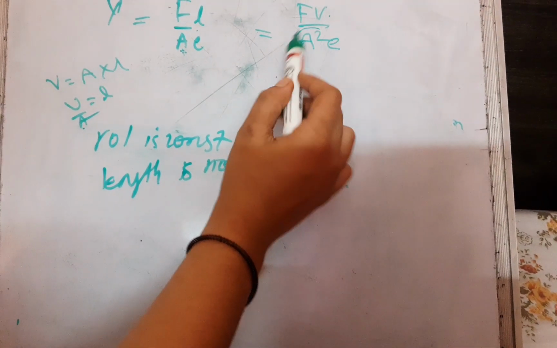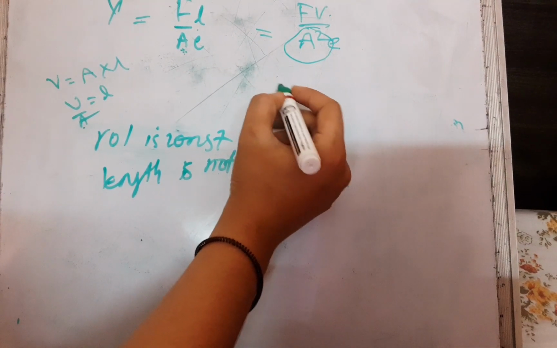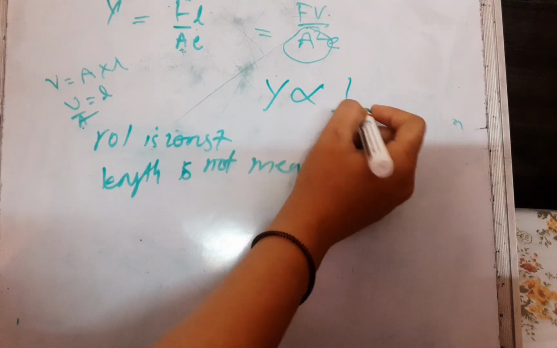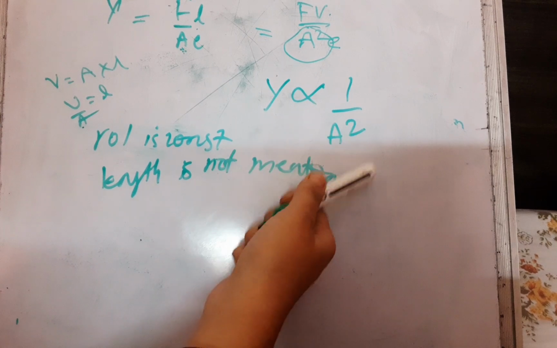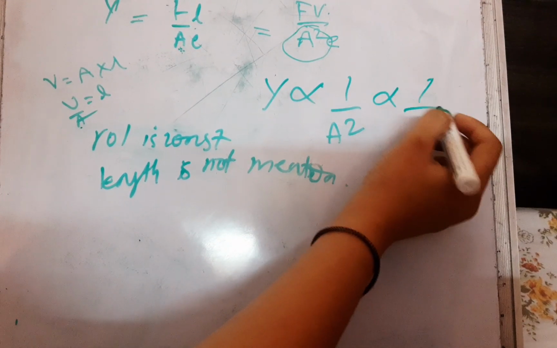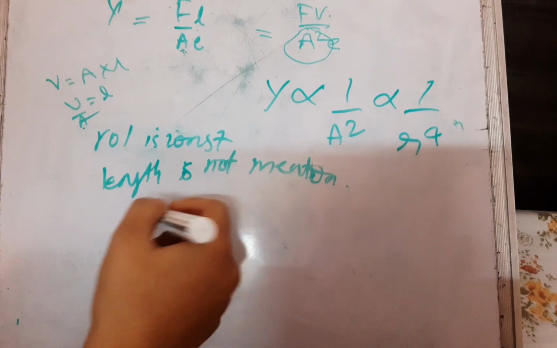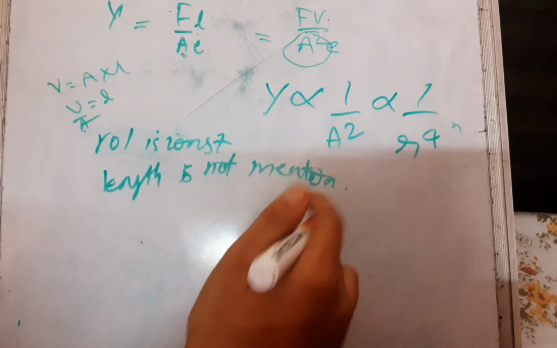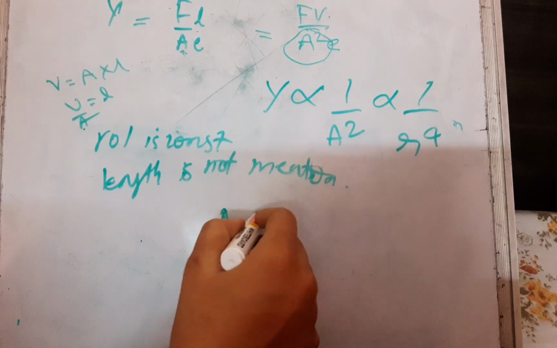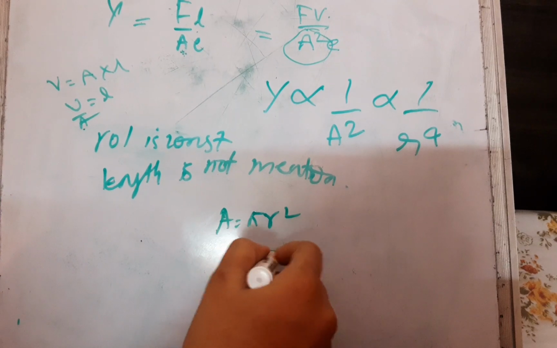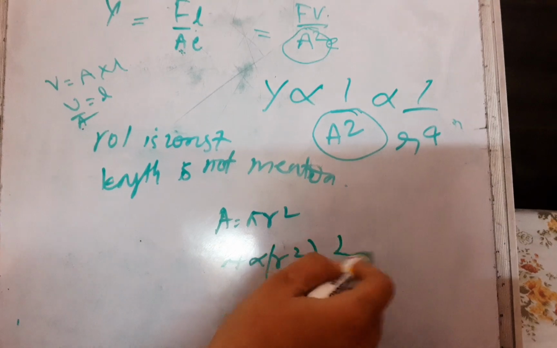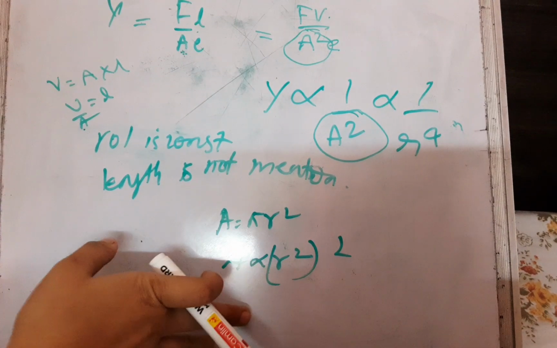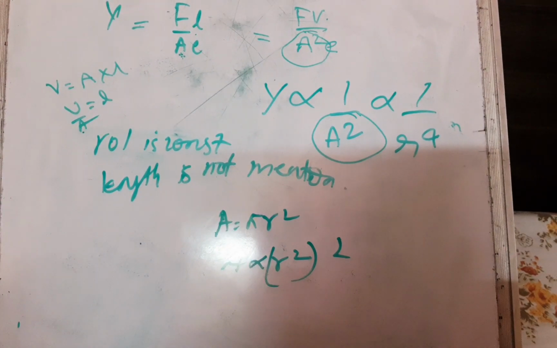So now, volume was constant and length is not mentioned. That time you should write in terms of area. That time Young's modulus is inversely proportional to A square, or inversely proportional to R to the power 4. Why R to the power 4? Because area is equal to pi R square. Area is only directly proportional to R square, and here this is A square, so it becomes R to the power 4. I hope you understood this application, that volume is constant and length is not mentioned.